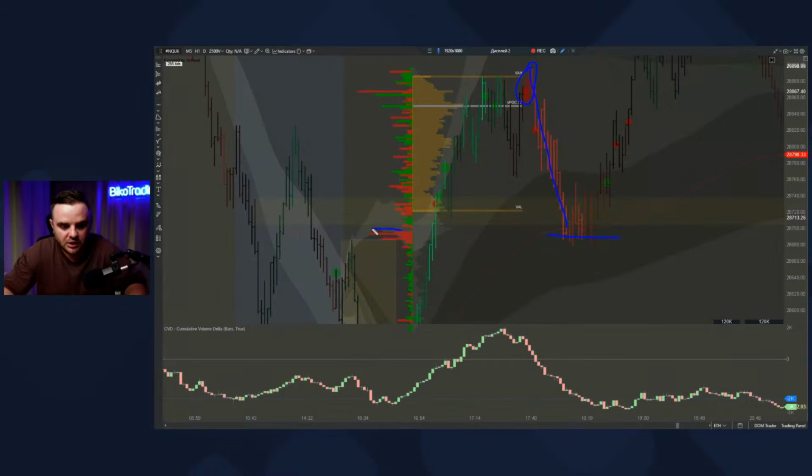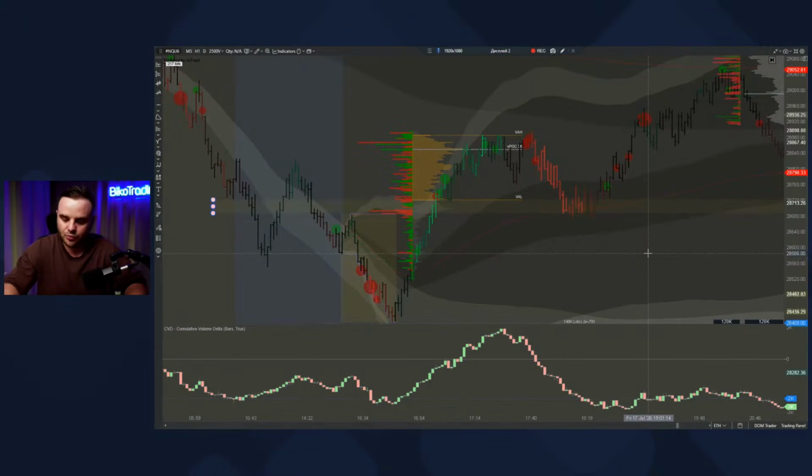And here, sellers did not succeed, and they were used as fuel, and price did a move up. That's just an example for you. That location is also important. And even here, have a look. Delta increased from 0 to 2K in this tiny area. Like buyers tried to push through and they failed. That's also an example for you of an absorption. Buyers got absorbed and sellers pushed them down to VWAP.